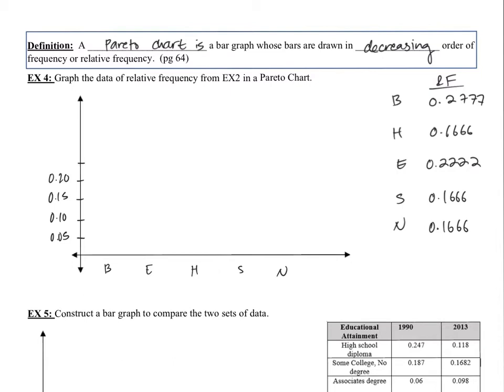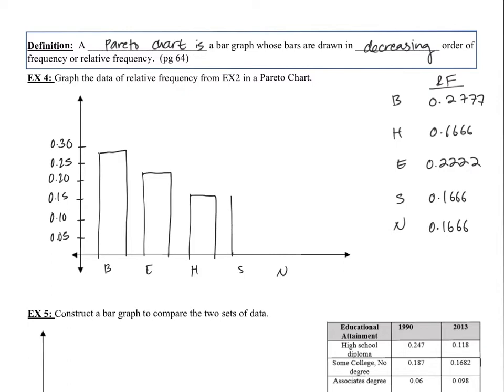You could go ahead and pause the video and try to graph this yourself and check back in with me. Okay, so let's see. B goes almost up to 0.30. E is almost up to 0.25. And then a little higher than 0.15. Alright, and there we go. It is in descending order.